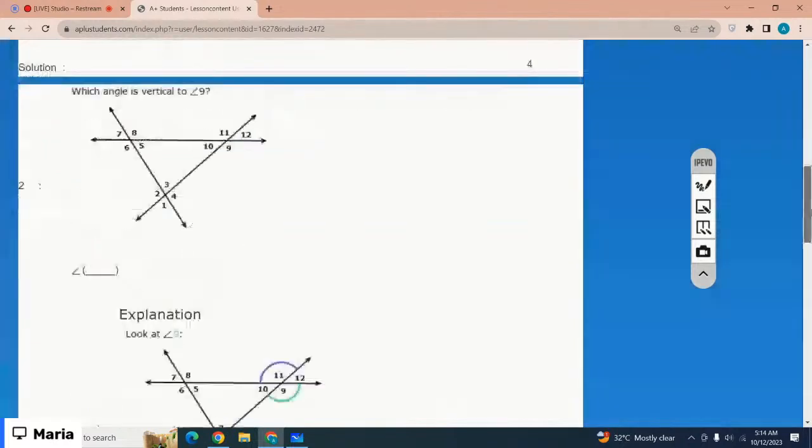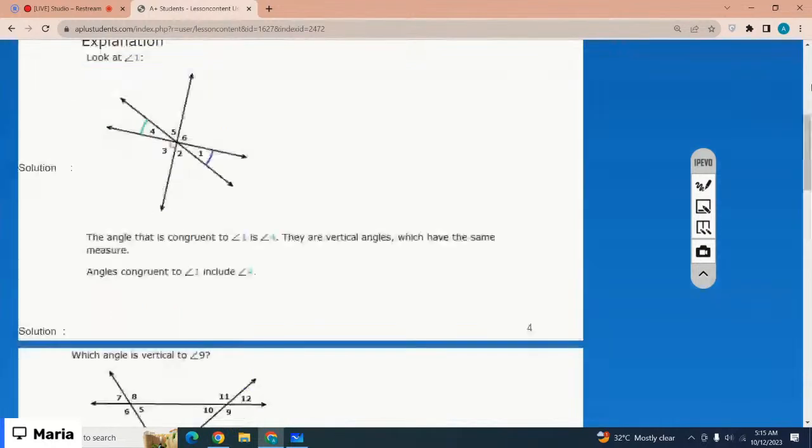Which angle is vertical to angle 9? The angles that are on the same lines but on the opposite side are the vertical angles, right? And they are congruent, they always measure the same. So the vertical angle is 11. Angle 9 and angle 11 are the vertical angles, right? Let's just start with the practice questions.